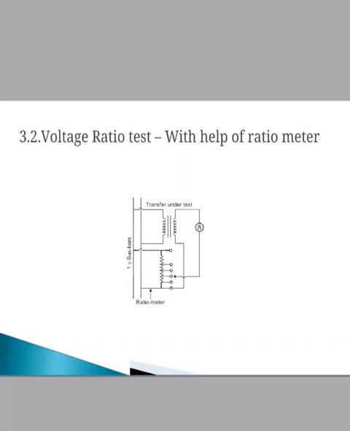The next one is the voltage ratio test with the help of a ratio meter. In this method, the primary of the transformer under test and the ratio meter are connected to the single phase supply, as shown in the figure. The ratio meter is essentially a potential divider on which a number of tappings are provided, so that the voltage across the tapping and the voltage applied to the ratio meter bear a constant ratio. Then we adjust the voltage across the ratio meter.